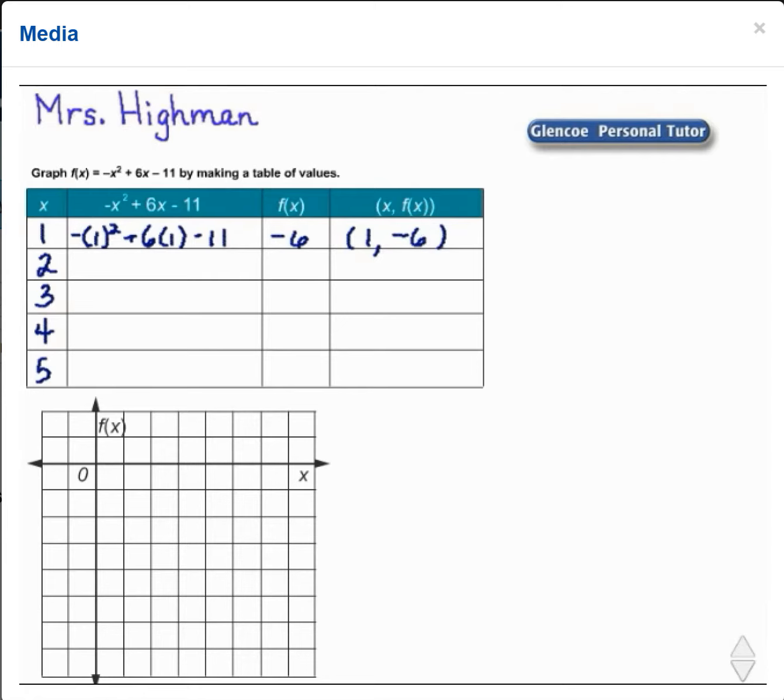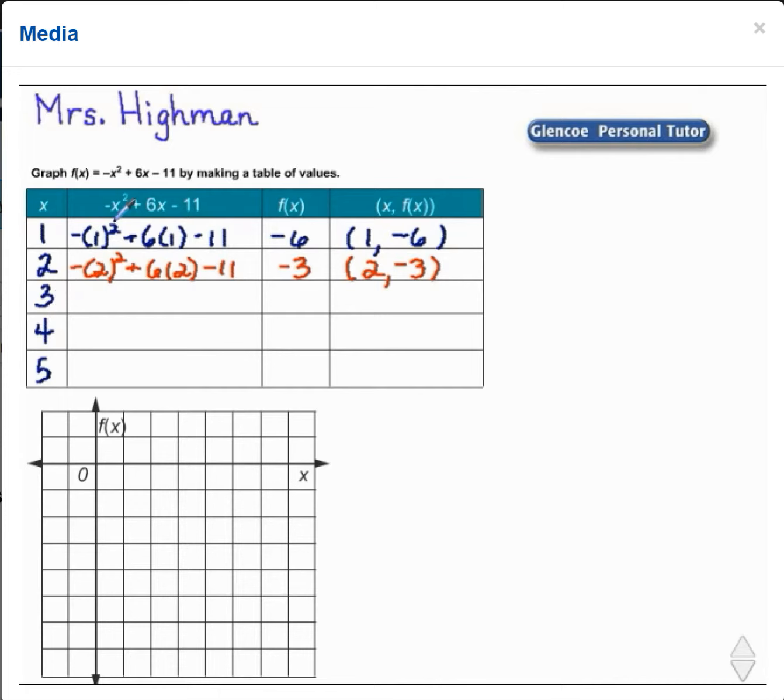Okay, now if we substitute 2 in place of x in our equation, we have the opposite of 2 squared plus 6 times 2 and minus 11. And if we do some squaring and some simplifying, we'll get negative 3. So if we write that as an ordered pair, we put in 2 for x, and we got out negative 3.